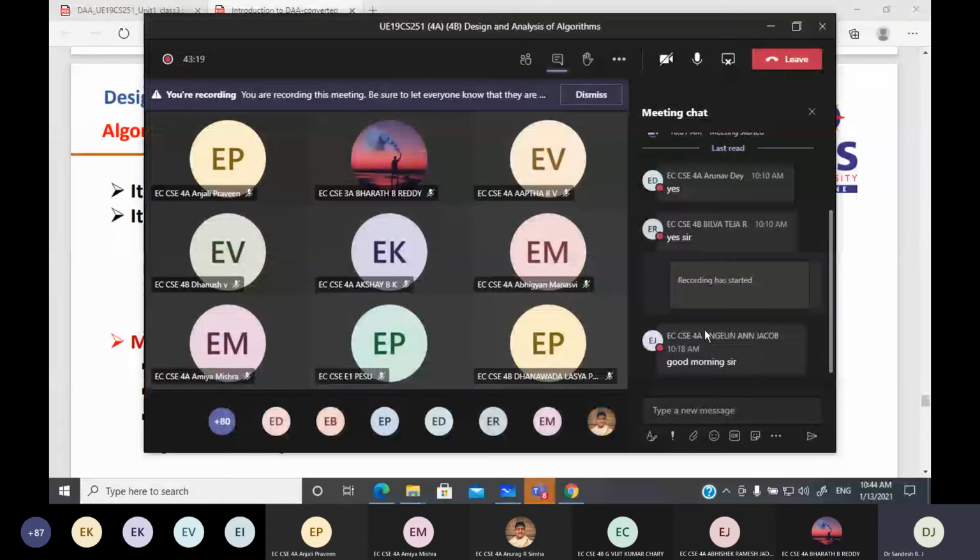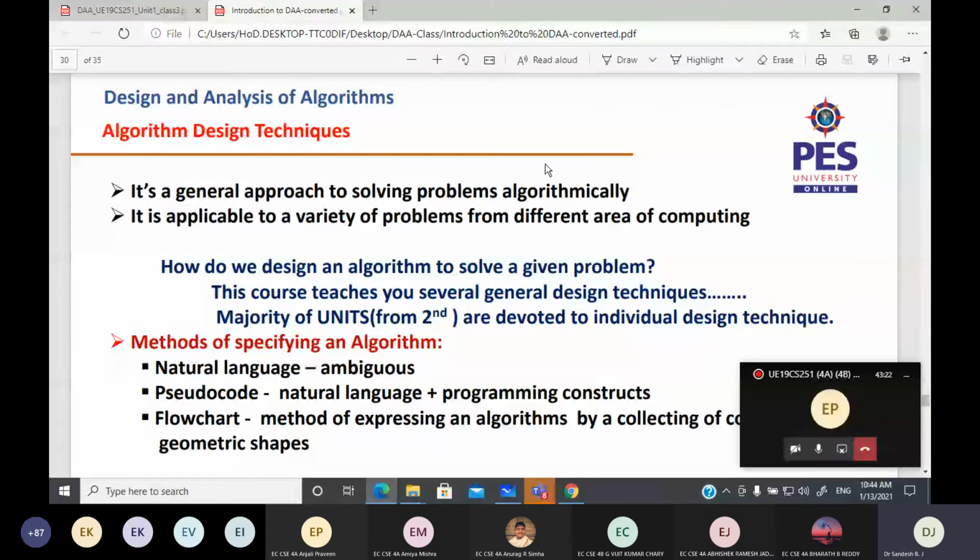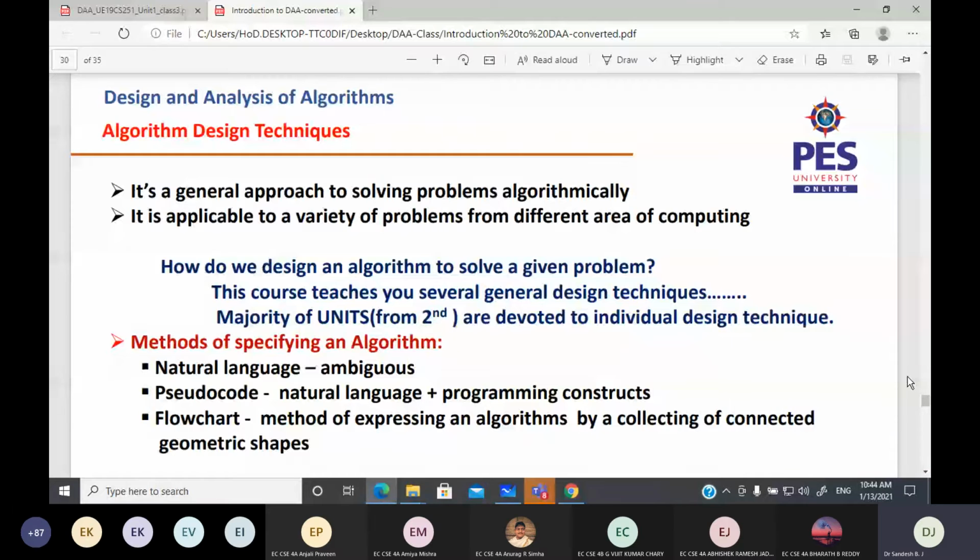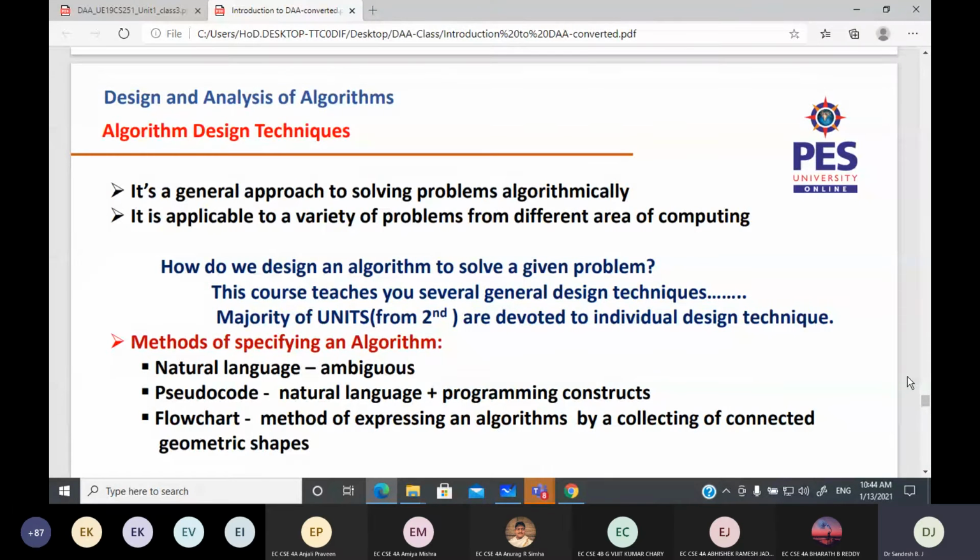So the majority of the course teaches you all kinds of design techniques from unit 2 to unit 4, and you are going to use one of these techniques or a combination of these techniques to generate a new algorithm for the new set of problems which you will encounter in real world scenarios, right? So you're going to use an algorithm design technique.